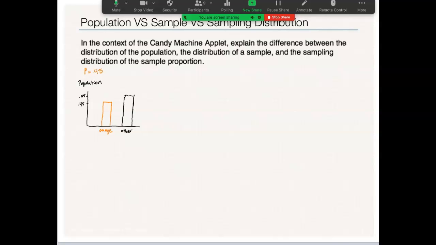And then the distribution of a sample. Let's say we did a couple different sample sizes, but let's say we took a sample of size 25. That would also be a bar graph. But in a sample, just because the population is 45% orange, that doesn't mean that when you get a sample of 25 candies, you're going to get exactly 45% of them orange, right? But let's make up a number. Let's say you could get 40% orange, and that would mean 60% would be other, right?